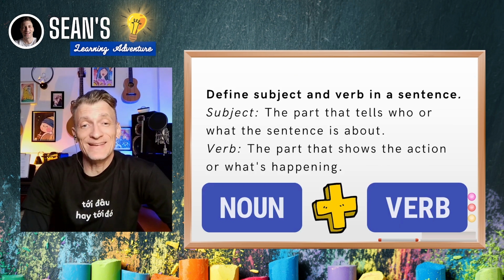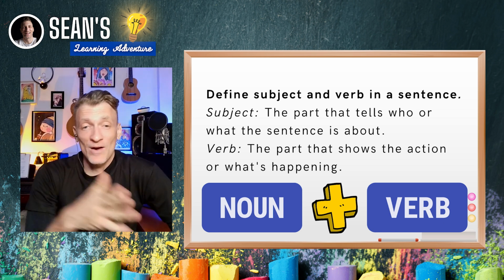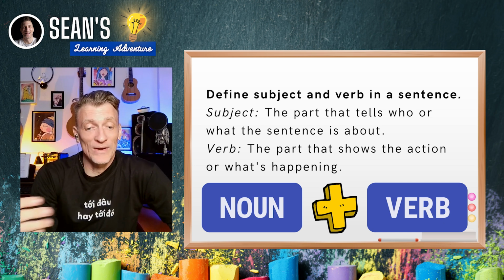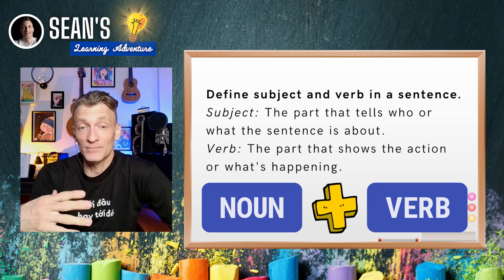First of all, we need to define the subject and a verb in a sentence. The subject is the part that tells us who or what the sentence is about. And the verb is the part that shows the action or what's happening. Normally our subject is going to be a noun, and most often our verb is going to be some type of action. A noun is almost always paired with a verb. We have something that is doing something.